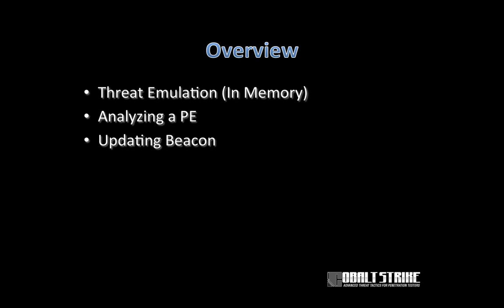There's a few topics I want to cover here. Briefly, I'd like to describe threat emulation in memory. I'd like to discuss how to analyze a DLL and pull out characteristics that might be interesting for threat emulation. And then I'd like to show you how to apply some of that information you've pulled to Beacon, so that information will be available to an analyst looking at your activity.